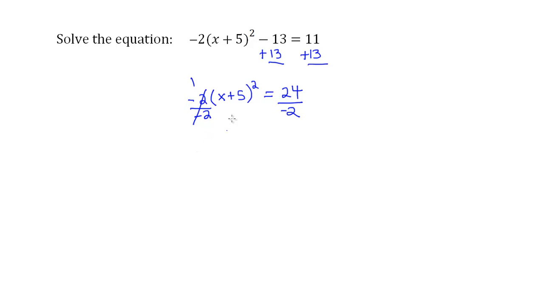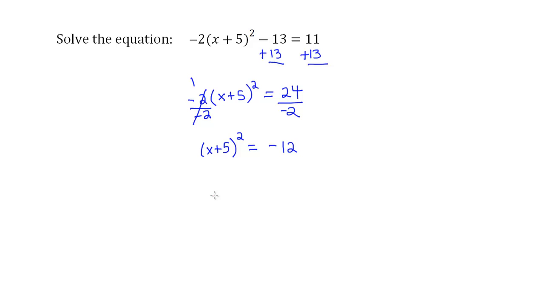-2 divided by -2 is just 1, and that leaves us with x plus 5 quantity squared on the left side and -12 on the right side. Well, let's take a look. We now have a quantity squared on the left, so we're ready to use the square root property. But before doing so, check out that we have a negative number on this right side. This means the answers to our equation are going to be complex. That's because there's no real number we can put in here and add 5 and then square it and get a negative number.